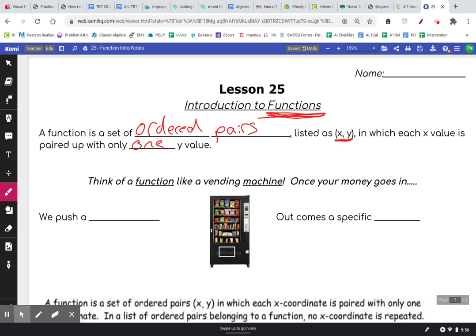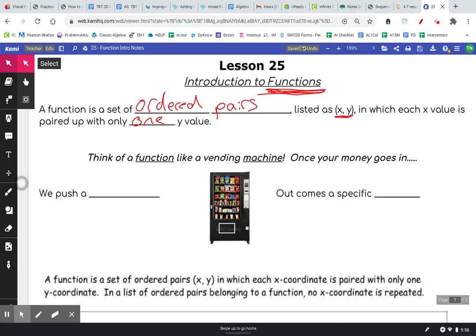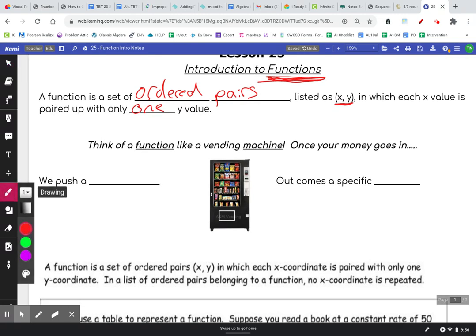Before I start throwing some math examples your way, I want you to think about this a little abstractly here. So thinking about it as a vending machine, okay? I want us to just be creative and use our imagination here. Think of a function like a vending machine. First thing we do is we put our money into it, right? A vending machine's never going to do what we want it to do if we don't put money into it. So our money goes in.